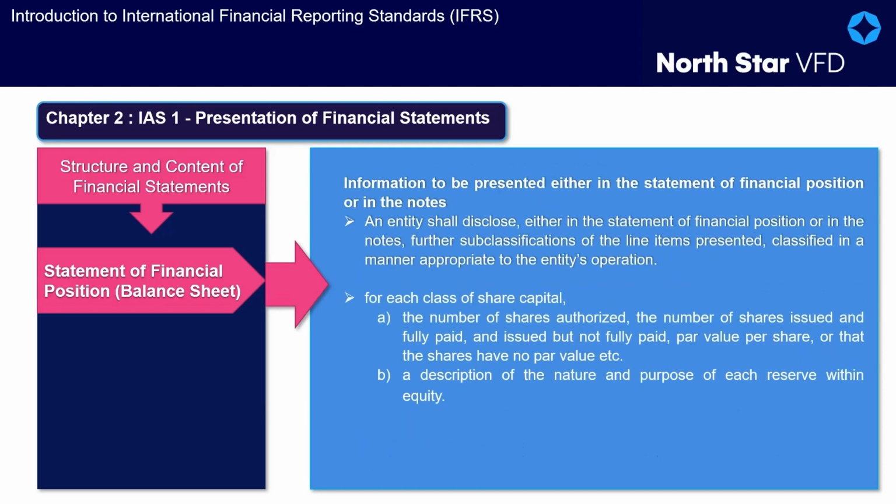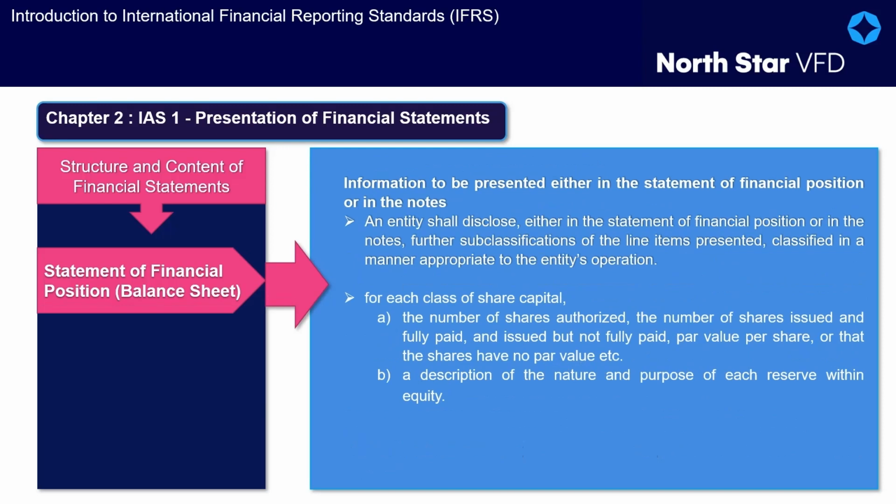Information to be presented either in the statement of financial position or in the notes. An entity should disclose, either in the statement of financial position or in the notes, further subclassifications of the line items presented, classified in a manner appropriate to the entity's operation. The detail provided in subclassifications depends on the requirements of relevant IFRSs and on the size, nature, and function of the amounts involved. For example, items of property, plant and equipment are disaggregated into classes in accordance with IAS 16.